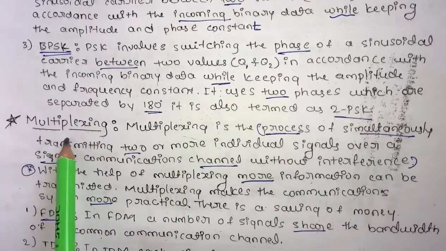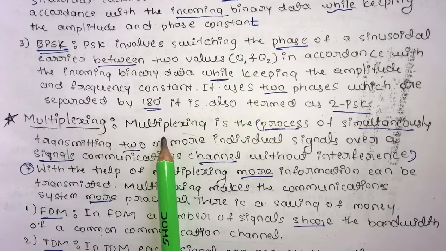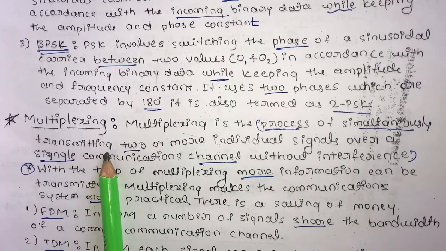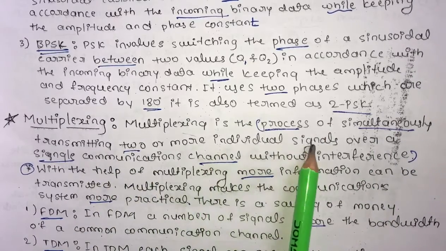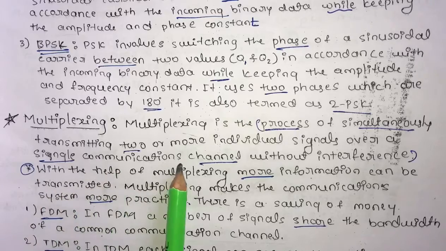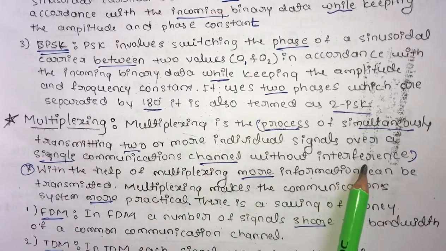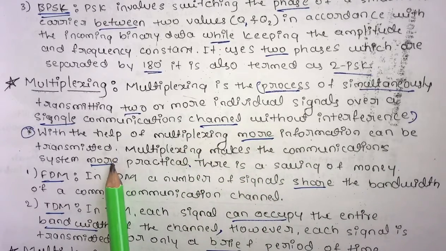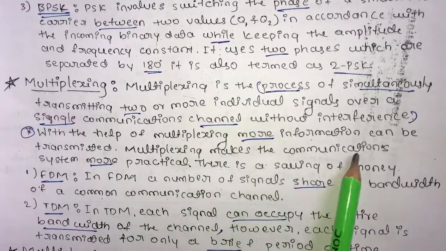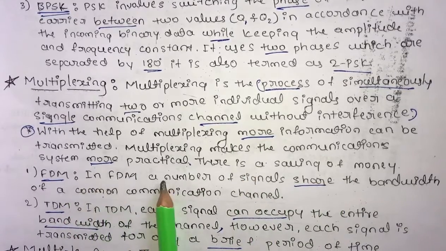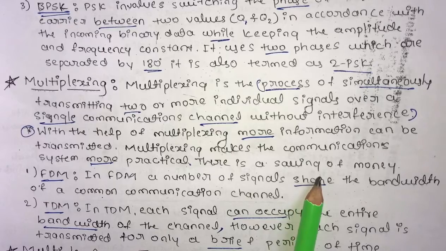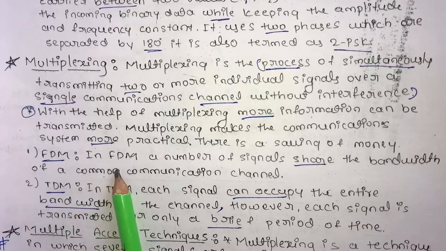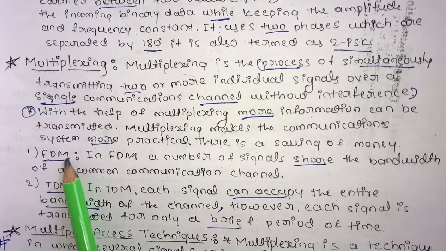Next topic, multiplexing. Many into one, that is MUX. Multiplexing means the process of simultaneously transmitting two or more individual signals over a single communication channel without any interference. With the help of multiplexing, more information can be transmitted, and this makes the communication system more practical and saves money. FDM, frequency division multiplexing, and TDM are two types of MUX.